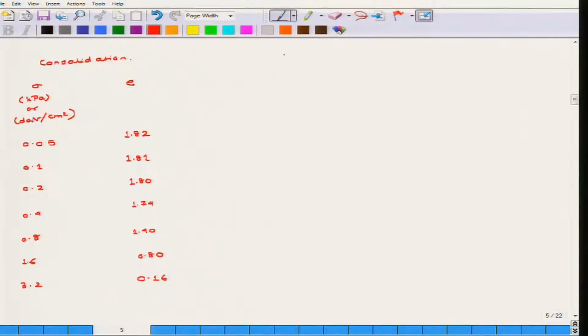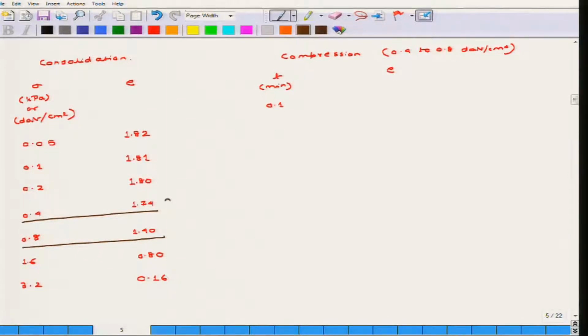There is also a compression table given with respect to t in minutes, in order to plot the coefficient of consolidation and e. So, this is for 0.4 to 0.8 daN per centimeter square. That means when the load was increased from 0.4 to 0.8, how the void ratio changed with respect to time. This is how this table explains.